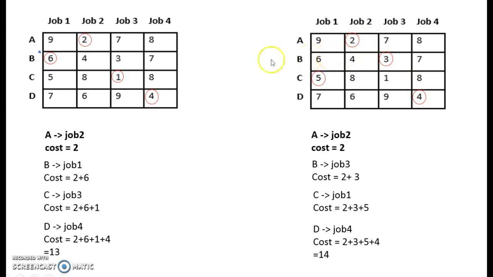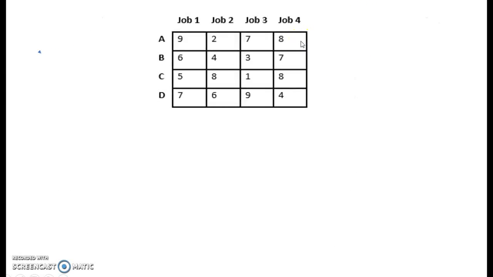If we assign job number 2 to person B, then it is not valid because we fixed job number 2 to A. So we only find job values for assigning B to job 1, B to job 3 and B to job 4. We can't assign job number 2 to B because job number 2 is already assigned to A. Now job number 2 is fixed to person A.